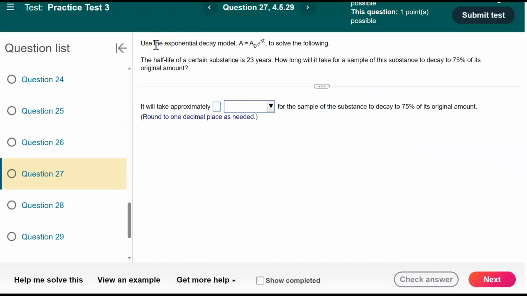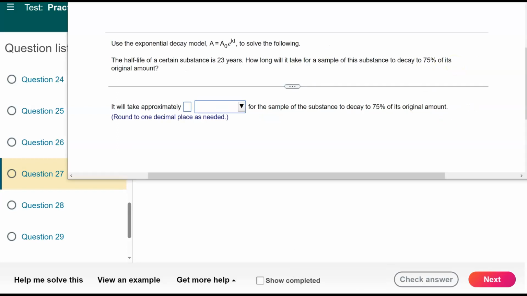So use the exponential decay model to solve the following. The half-life of certain substance is 23 years. How long will it take for a sample of this substance to decay to 75% of its original amount? So how are we going to solve this?